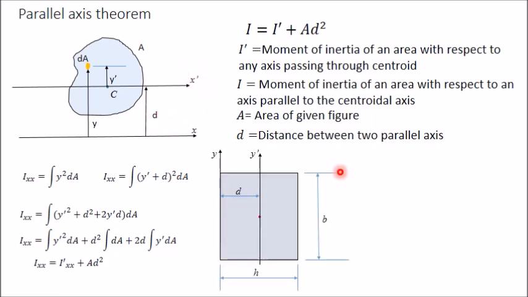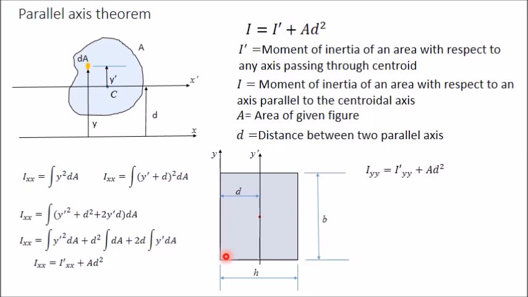Let's take one example. This is a rectangle. Now I want to determine the moment of inertia of this rectangle with respect to this y-axis, and another y-axis which is passing through the centroid, that is the centroidal y-axis, about which we know the moment of inertia of this rectangle is bh cube by 12. So I know the moment of inertia with respect to this axis is bh cube by 12. Now I want to determine the moment of inertia about an axis which is parallel to this axis and passing through one of the sides of the rectangle.